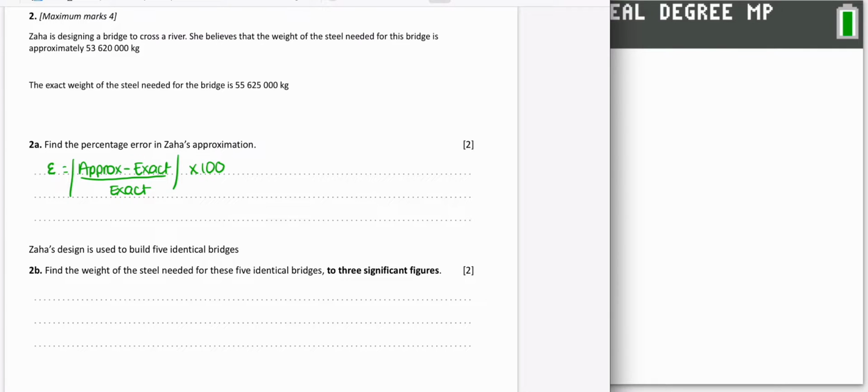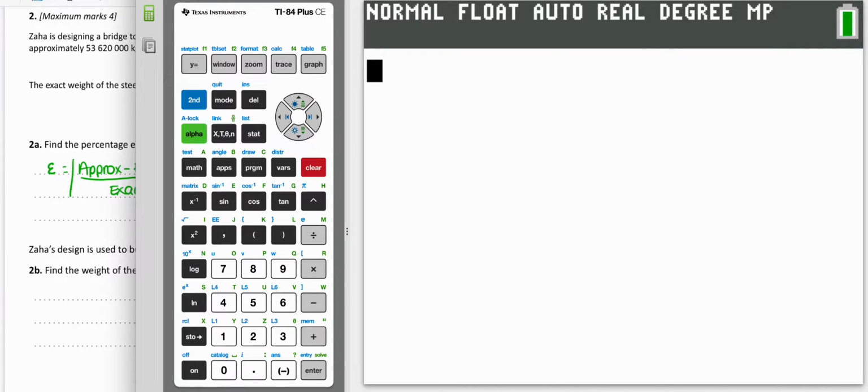So the approximation is the 53,620,000, and the exact answer was the 55,625,000. So I'm just going to put this into my formula. And that will tell us what the percentage error is equal to. So we can do this on the calculator.